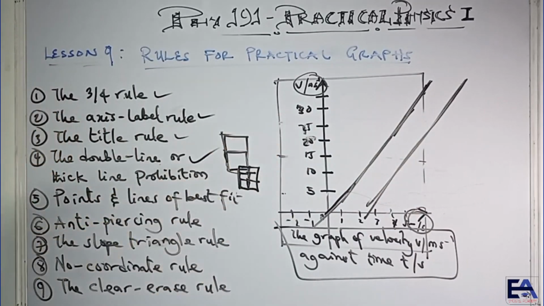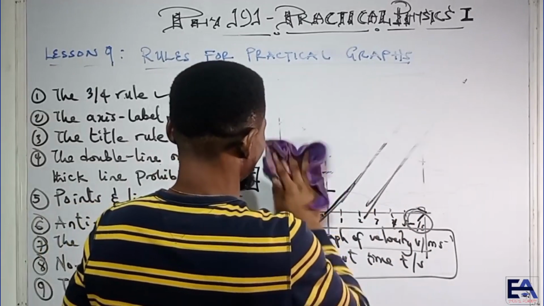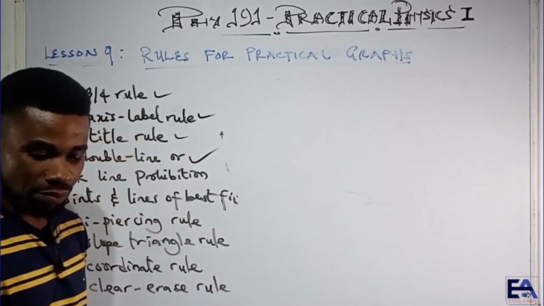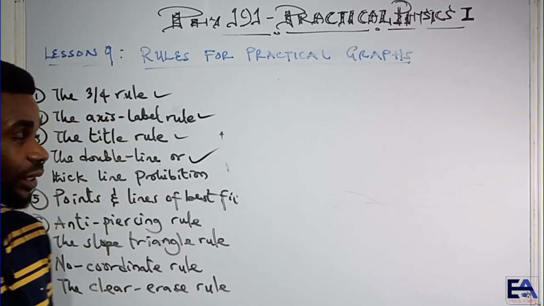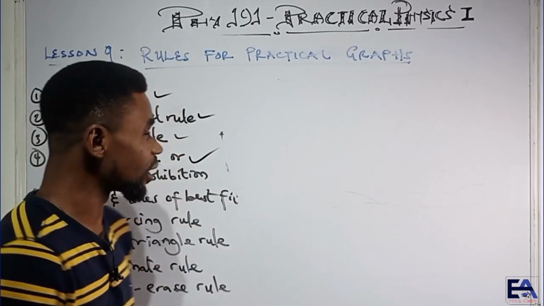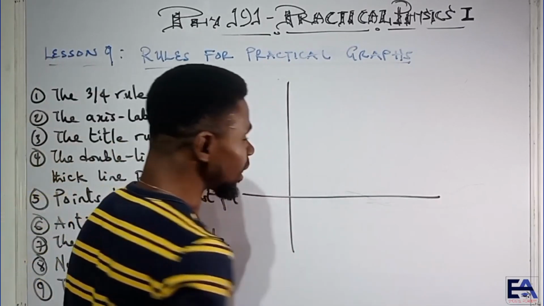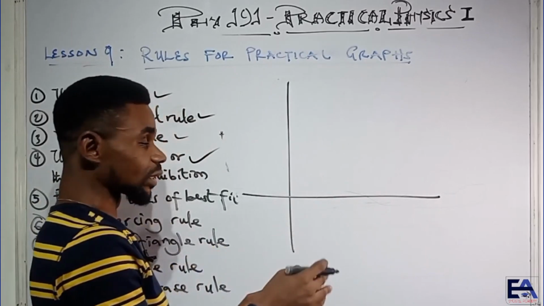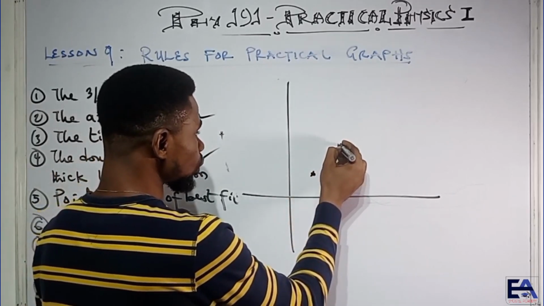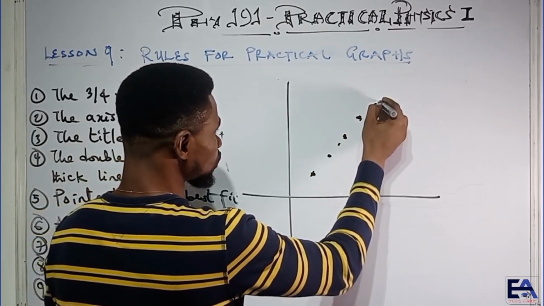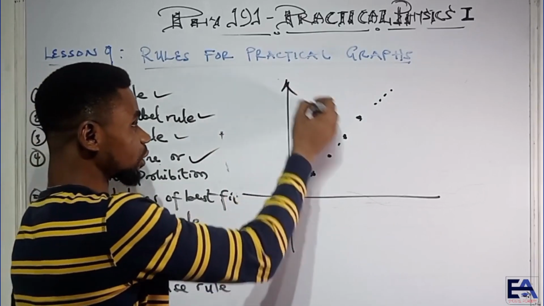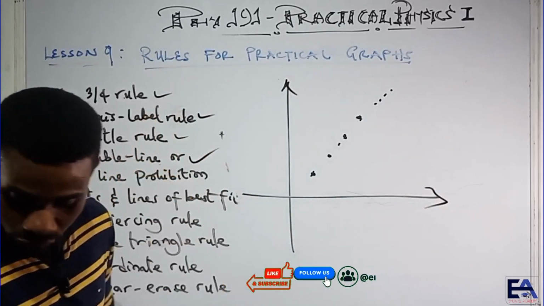So now number 5, the points and lines of best fit. There is something we call the points of best fit, the lines of best fit. Because of some kind of errors during experiments, which are unavoidable, you will find it difficult to achieve everything totally aligned. After an experiment, you make your table of values, and then you plot a graph of one quantity against another quantity and you get the points.